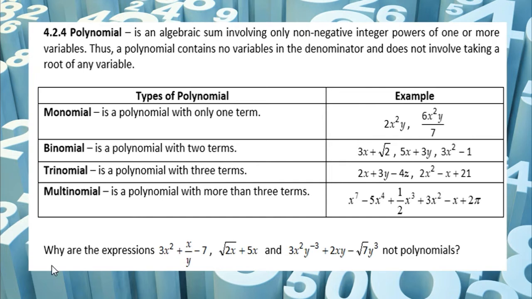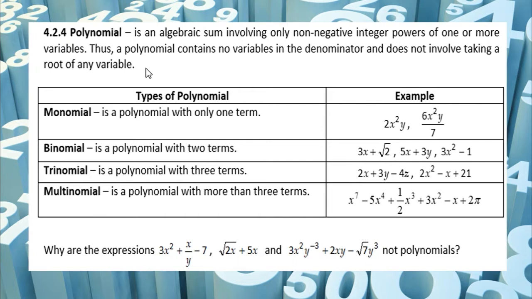Okay, there's a question here. Why are the expressions 3x squared plus x over y minus 7, we also have square root of 2x plus 5x, and 3x squared y to the power of negative 3 plus 2xy minus square root of 7y cubed, not polynomials? So, ano daw kaning tulo nga mga expressions kay dili polynomials.